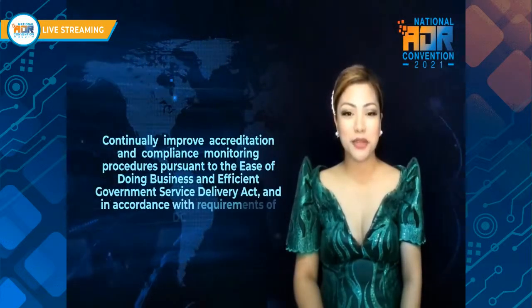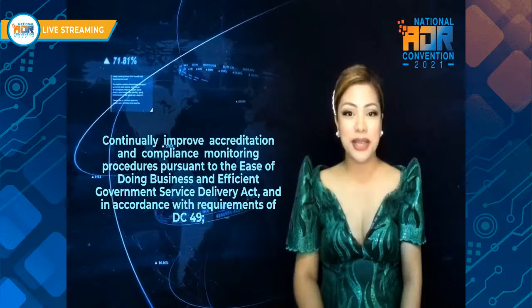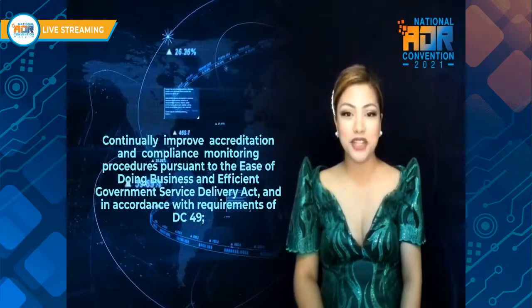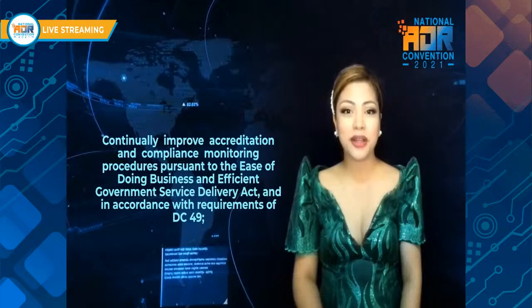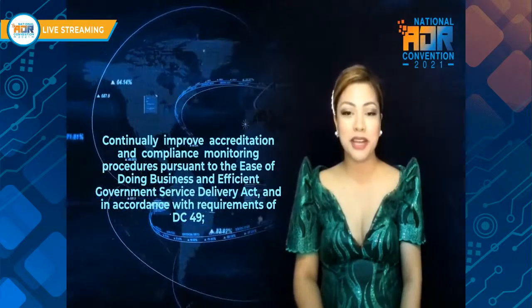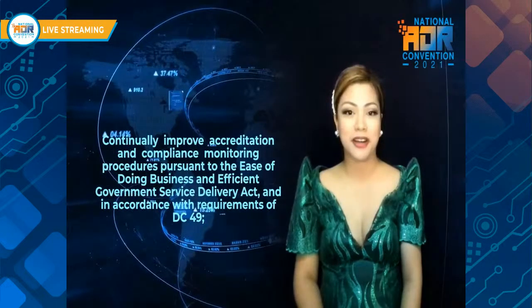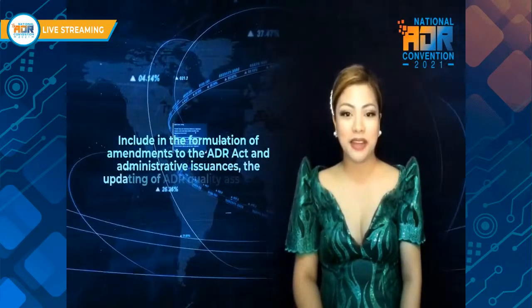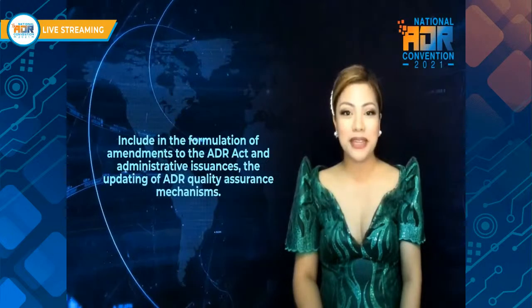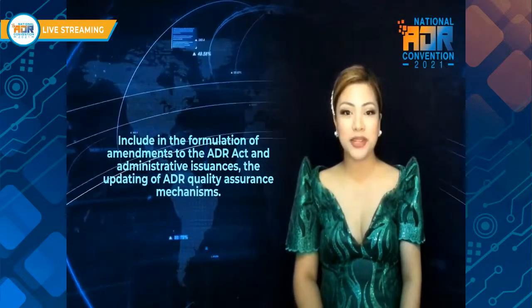Seventh, continually improve accreditation and compliance monitoring procedures pursuant to the Ease of Doing Business and Efficient Government Service Delivery Act, and in accordance with the requirements of Department Circular Number 49. Eighth, include in the formulation of amendments to the ADR Act and administrative issuances the updating of ADR quality assurance mechanisms.